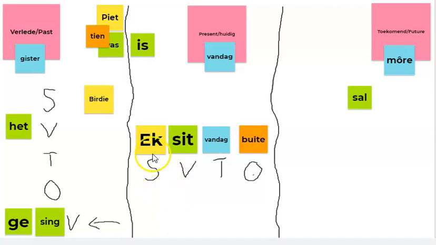Okay, so we have a sentence here. The sentence is, Ek sit vandag buite. Now, when you take this sentence into the future, there's one word that's similar to het. Het is very jealous. That's why he kicks, but he's a nasty one. He kicks. Saul doesn't kick. Saul just says, don't you want to fly over there to the moon?